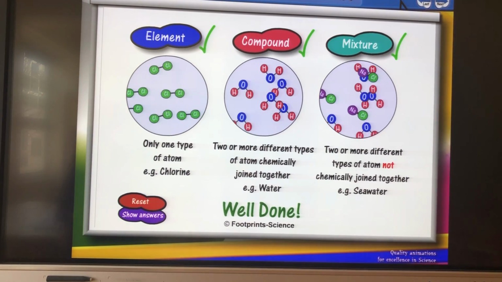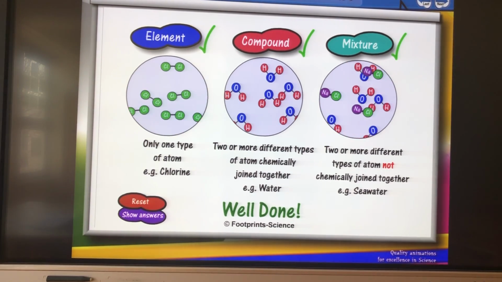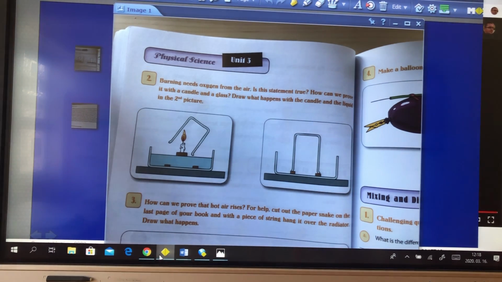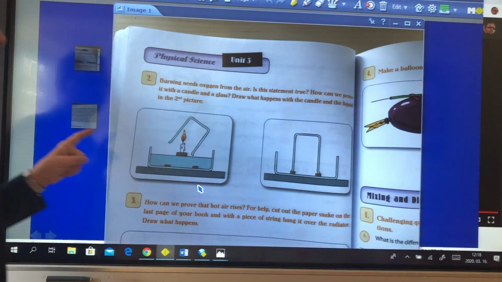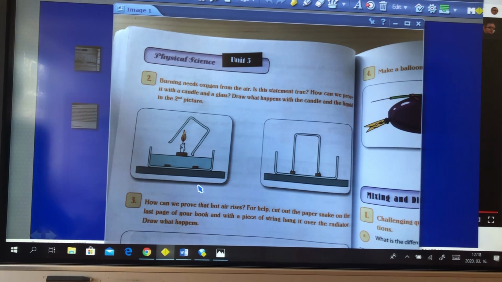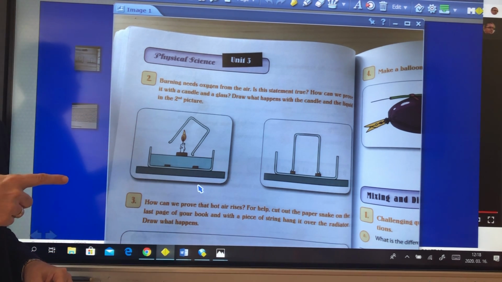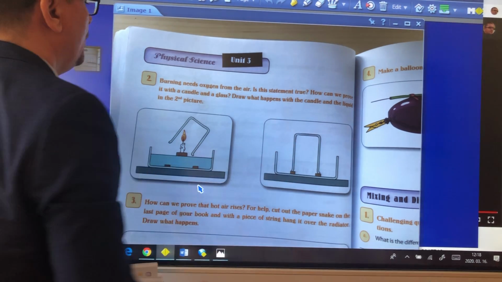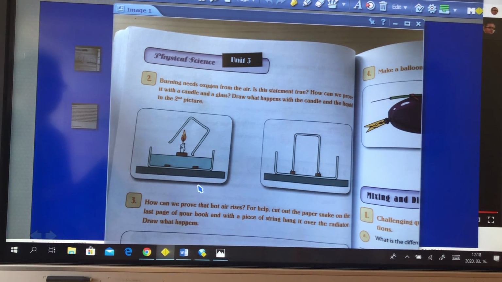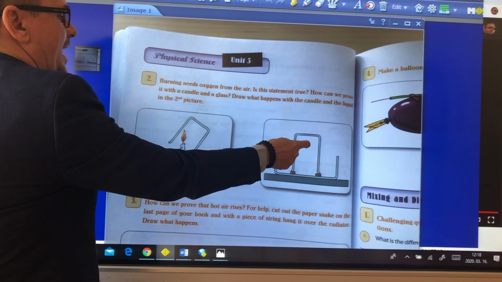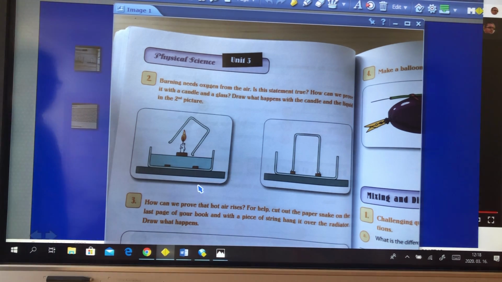Hopefully you can see this well now, and I'm going to close this presentation because you need to do certain things in your workbook. If you open your workbook, I will tell you the page number. At page 56 you can find a similar drawing there, and please draw here what happened in our experiment. You can draw here that the water level rises and the flame goes out.